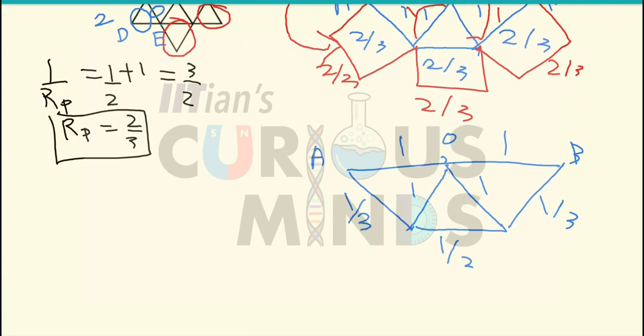Now let me again apply mirror symmetry over here. That is, if I say that the incoming current over here is equal to I1, and the current over here is equal to I2, the same logic applies over here.